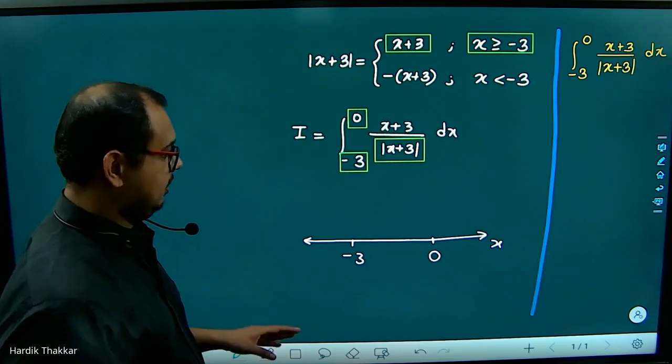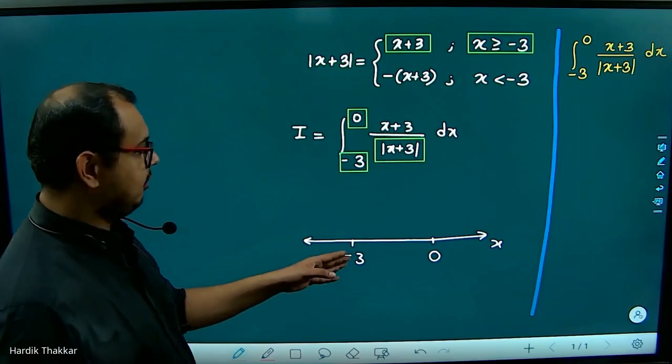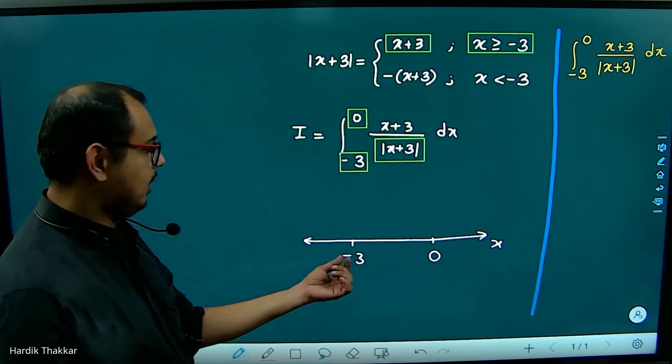Sir, actually, there's a power cut at my place. Okay. So is it visible right now? Till this point you are here? Yes, sir.